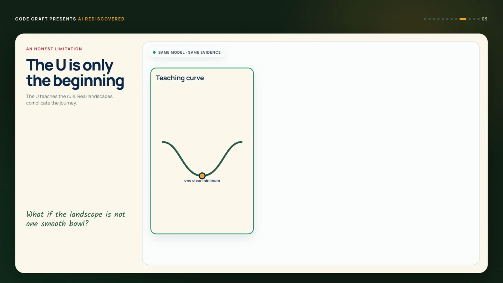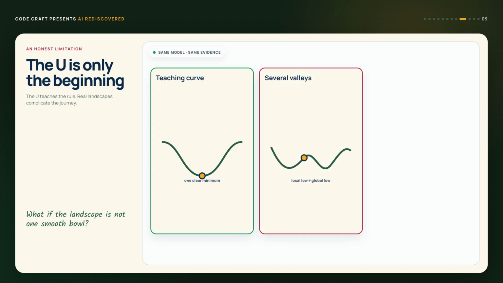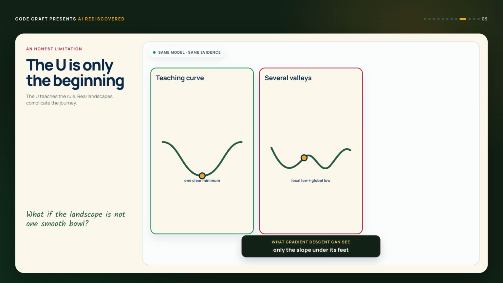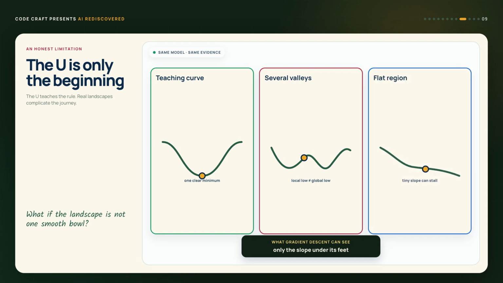Our U-shaped curve was chosen because it makes the learning rule easy to see. Real loss landscapes are not always one smooth bowl. Some contain flat regions, narrow valleys, bumps, or several low points. Gradient descent does not see the whole landscape. It only reads the local slope where it is standing. That local clue may lead to a nearby low point rather than the lowest point anywhere. A flat region can also make the slope tiny before the model has found the best answer.